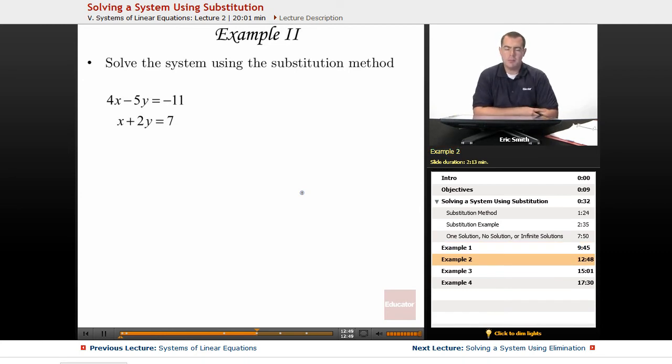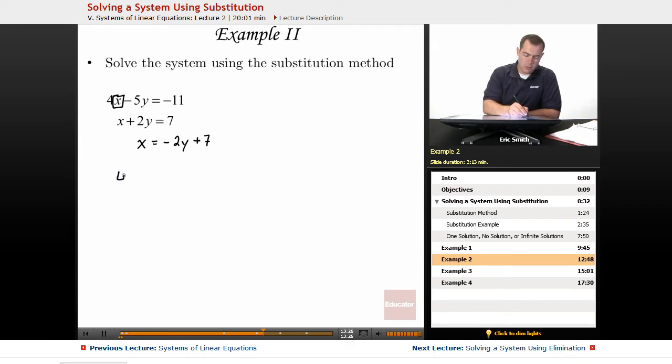All right. In this next example, we'll see if we can solve this one using the substitution method. This is 4x minus 5y equals -11, and x plus 2y is equal to 7. So let's see, what variable shall we solve for? Well, this x looks like it'd be nice and easy to get all alone, so let's do that one. We'll say x is equal to -2y plus 7. So I took the 2y and subtracted it from both sides. Now I'll take all of this and substitute it into the first one.